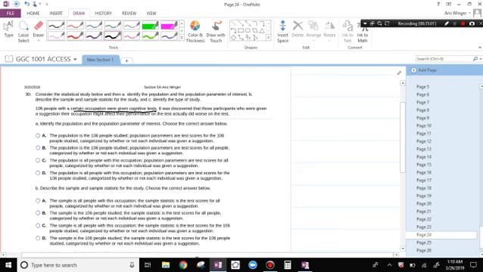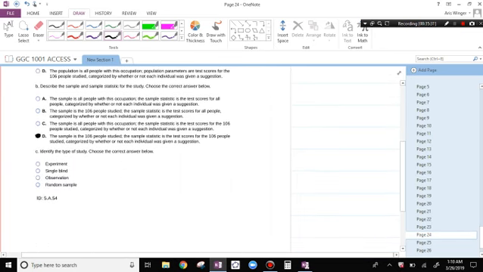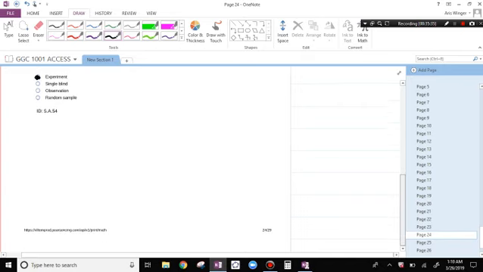So the population is all people with this occupation. And the parameters are the test scores for the people, categorized by whether they were given the suggestion. The sample is these 106 people. The sample statistic is the test scores for the 106 people studied, categorized by whether they were given the suggestion. And this for sure is an experiment. Hope it helps.